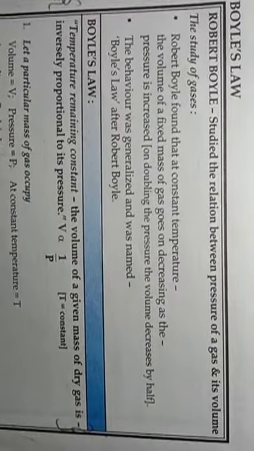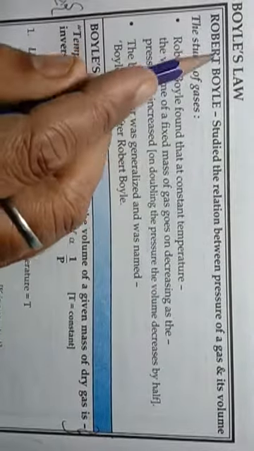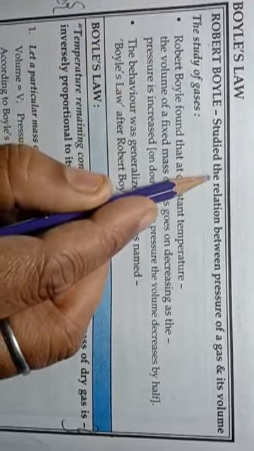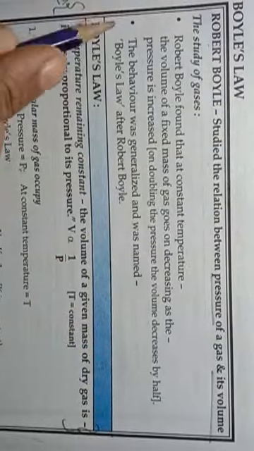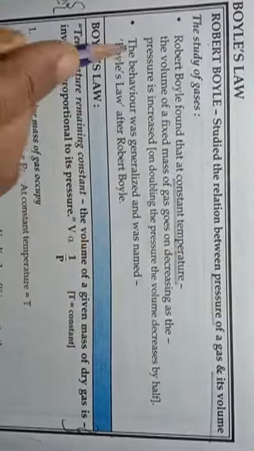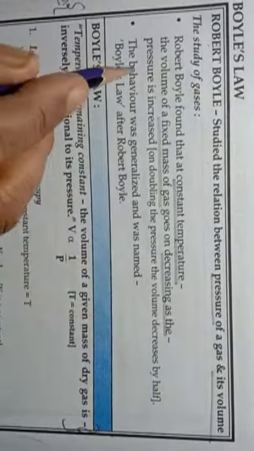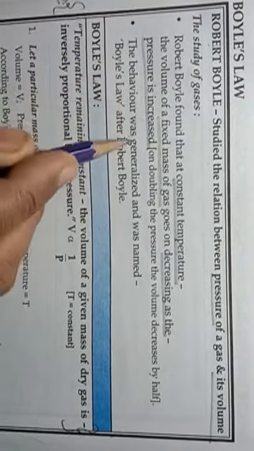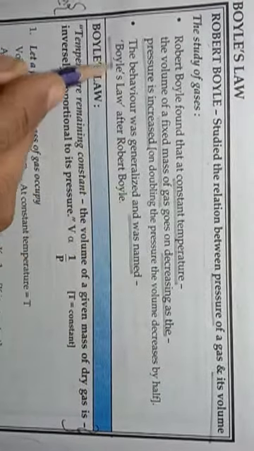Next is Boyle's law. Robert Boyle studied the relation between the pressure of a gas and its volume. In the study of gases, Robert Boyle found that at constant temperature, the volume of a fixed mass of a gas goes on decreasing as the pressure is increased. The behavior was generalized and was named Boyle's law.